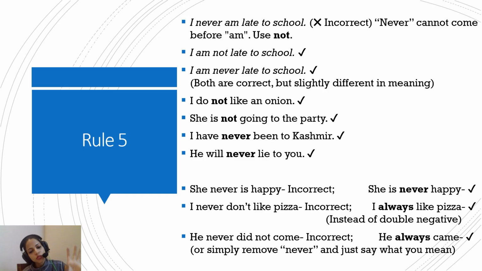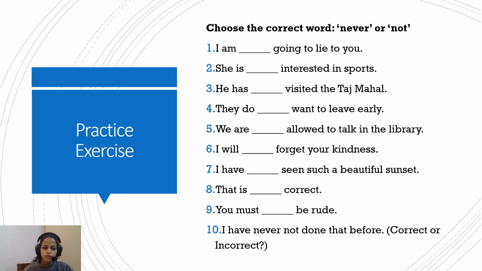I never don't like pizza. So two negatives. I mean, it cancels each other. So the right thing would be I always like pizza. Instead of double negatives, you say always. He never did not come. What does that mean? He always came. So don't use two negatives. One thing, and a second thing, do not interchange not and never. They have different meanings.